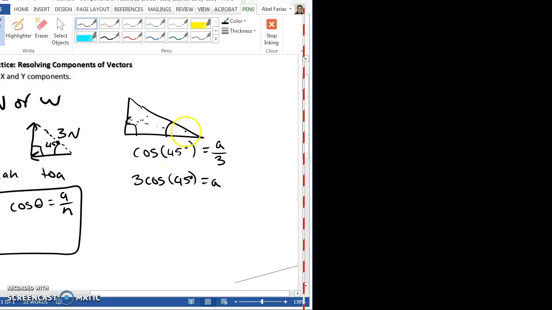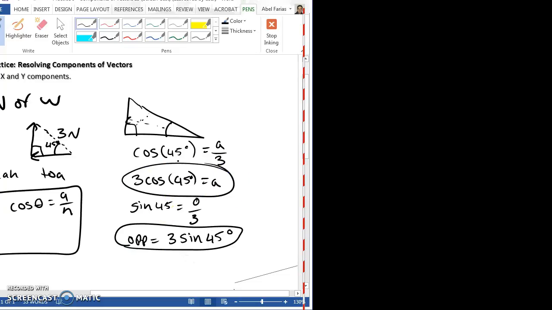Now, the way we find our opposite is using sine. So sine of 45 degrees is equal to opposite over hypotenuse. The hypotenuse is 3. So in this case, our opposite is equal to 3 sine 45 degrees. I didn't calculate these out, but you would just plug this into your calculator and it will give you an answer.